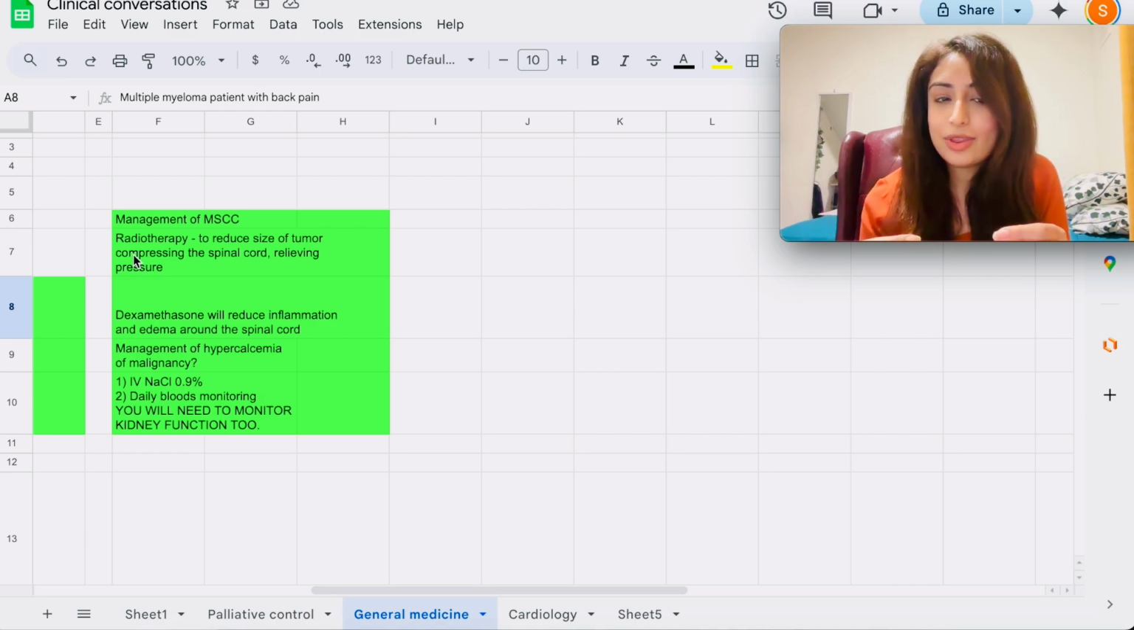So you can give them radiotherapy. Radiotherapy helps to reduce the size of the tumor that's compressing the spinal cord, and it helps to relieve the pressure on that spinal cord, on the nerves.